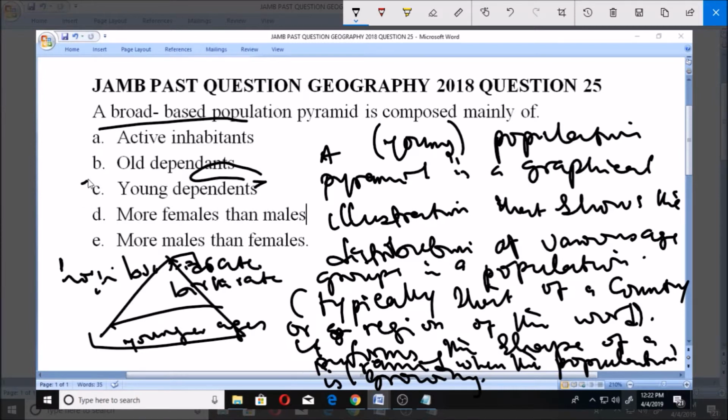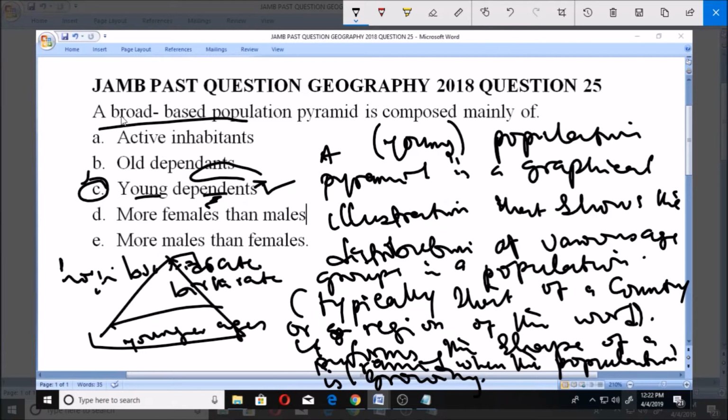So you can say that this is actually for young dependents, because there are more young people, and you know that young people are dependent. They are dependent on their parents for food, for shelter, and most things. So that's why you see this phrase, young dependent.